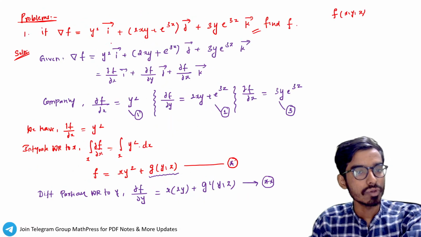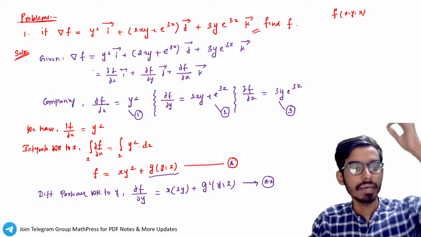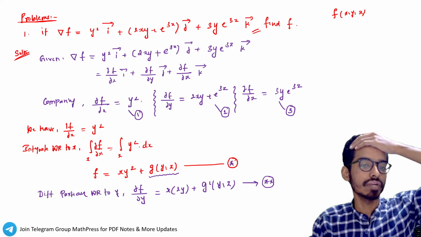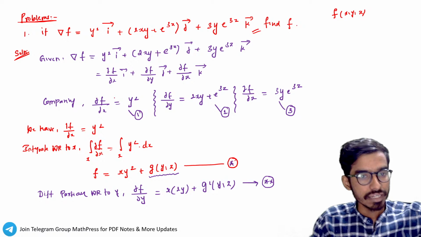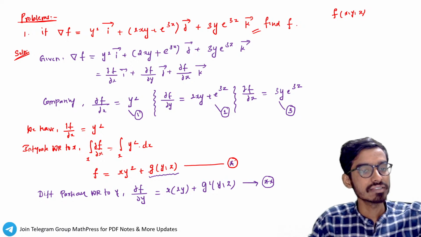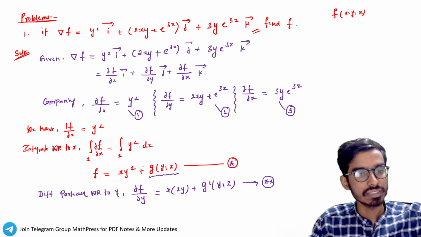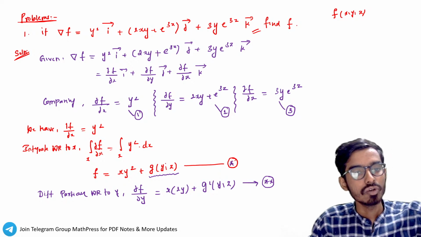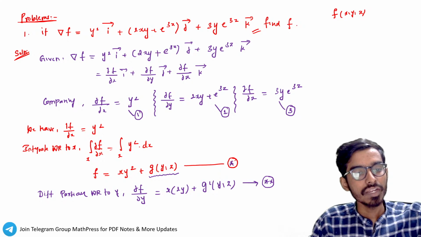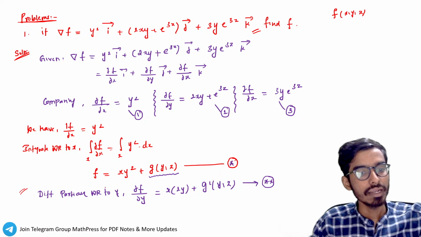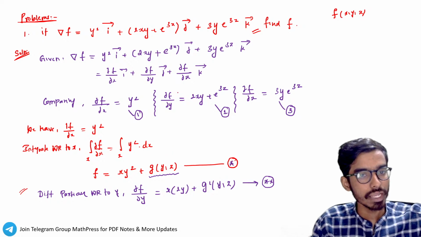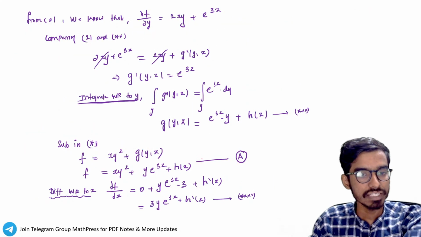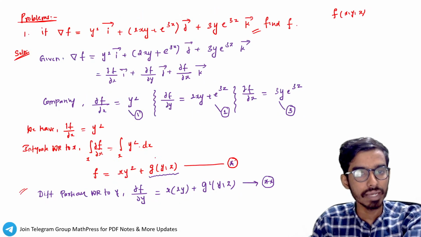I'll repeat. You just compare with the gradient formula. You will get dou f by dou x, dou f by dou y, dou f by dou z. Take the first term, integrate with respect to x. So you will have some function g of y comma z. Our aim is to find g of y comma z. To find g, we differentiate with respect to y and compare with the second term. You can see that there is the same trend. And here if we have h of z, you differentiate with respect to z and compare with that.